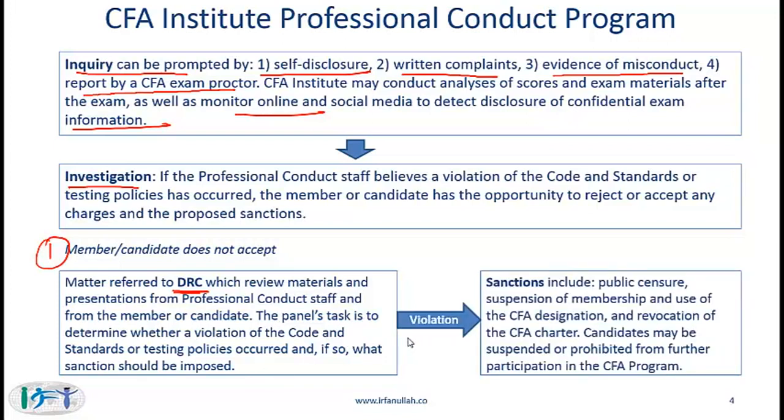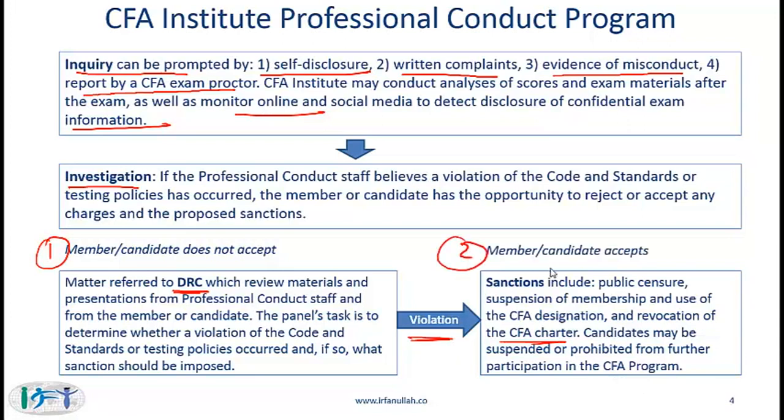Let's say that the DRC determines that there was indeed a violation, then sanctions will be imposed. The sanctions can include public censure, suspension of membership and use of the CFA designation, and revocation of the charter. So obviously, if the person who is committing a violation is a charter holder, then the charter will be taken away from that person, or potentially that is one of the sanctions. Candidates may be suspended or prohibited from further participation in the CFA program.